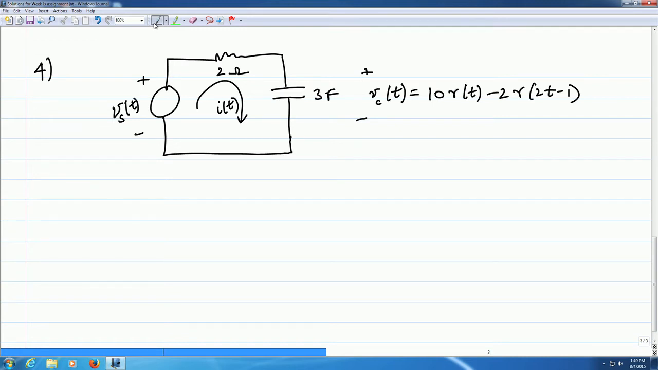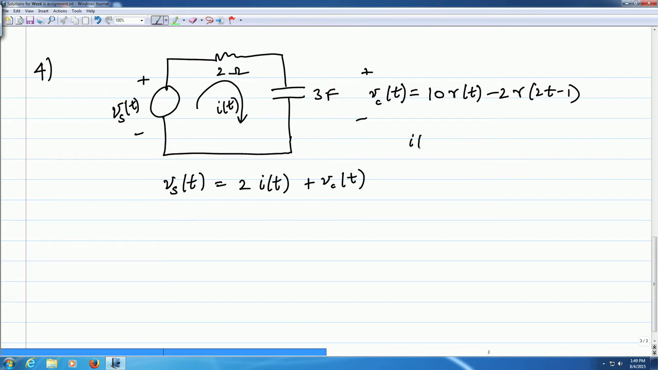There is a voltage source which is connected to a 2 ohm resistance and a 3 farad capacitance, and the voltage across the capacitance is given as a function of time in terms of ramp functions. So now if you simply write a loop equation, Vs of t is going to be 2 times I of t, where I of t is the current flowing in this circuit, plus Vc of t. Vc of t is given to you, and all you have to do is find I of t.